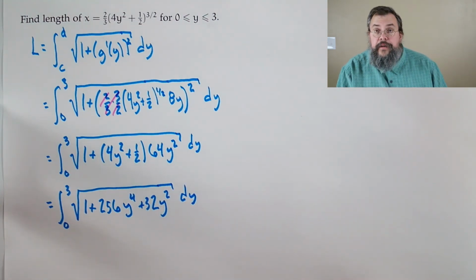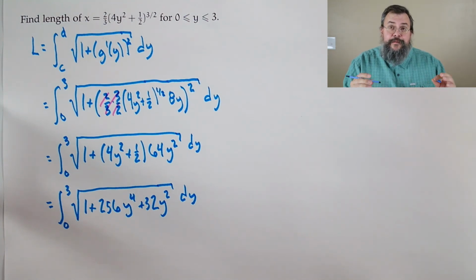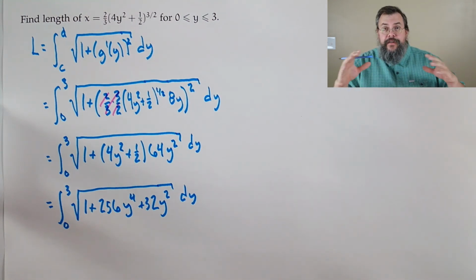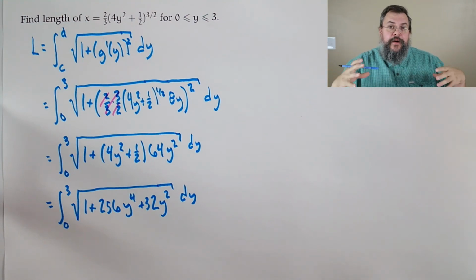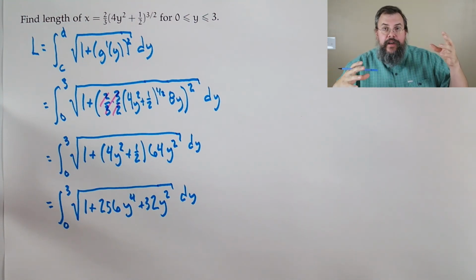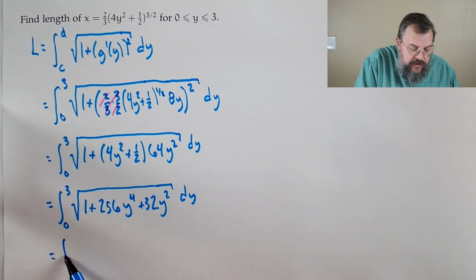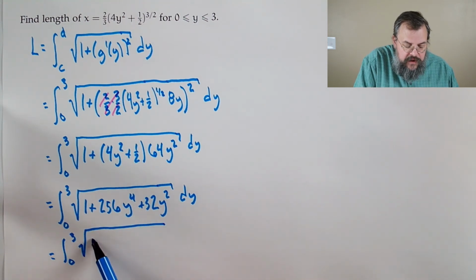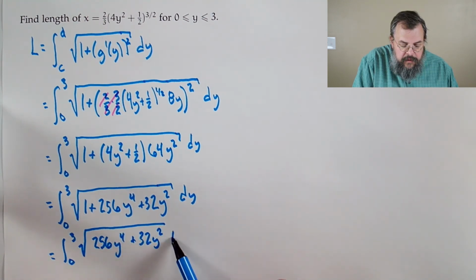Now, right now, it doesn't look promising, but we've just started the algebra. There's more to come. So what can we do? Well, it's a polynomial. We should rearrange it so we have things in the right order. And when we talk about right order, we'd like to go from high degree to low degree. All right. So the integral 0 up to 3 of the square root of 256 y to the 4th plus 32 y squared plus 1.